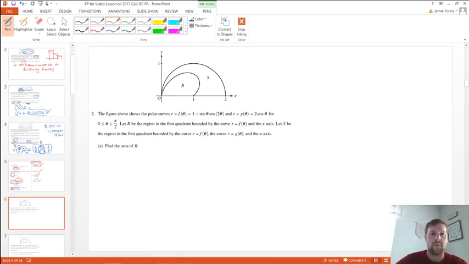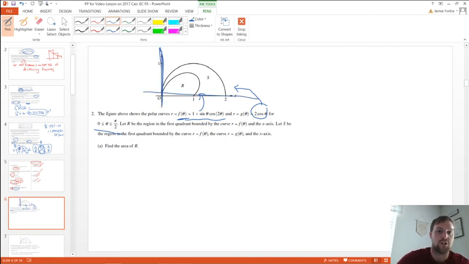It says the figure above shows the polar curves of r equals f of theta, which equals 1 plus sine theta cosine 2 theta. If you were to graph these, you would see that it's this function here. And we should also know that 2 cosine theta is a rose with one petal. That's this function right here, and that's between 0 and pi over 2. So we're here in the first quadrant for both of those.